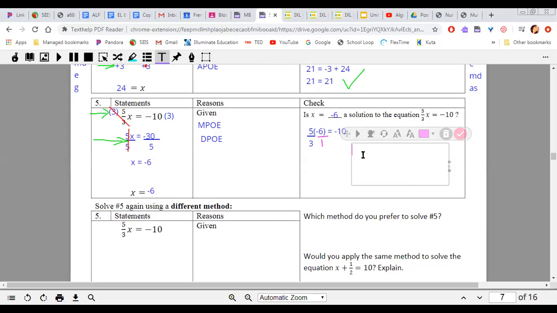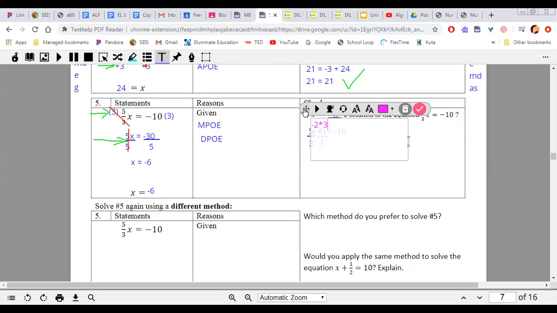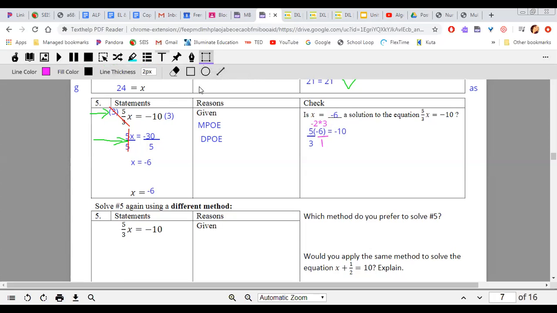And there's a negative in there too, so I'm going to put -2 times 3 because I don't want to forget my negative. And I'm crossing off my 6 and negative because I just wrote it another way. Now I can cross off my 3's, correct? Yes, crossing off my 3's.